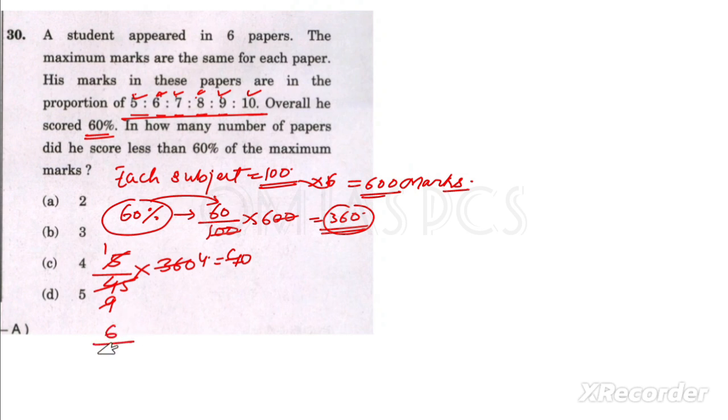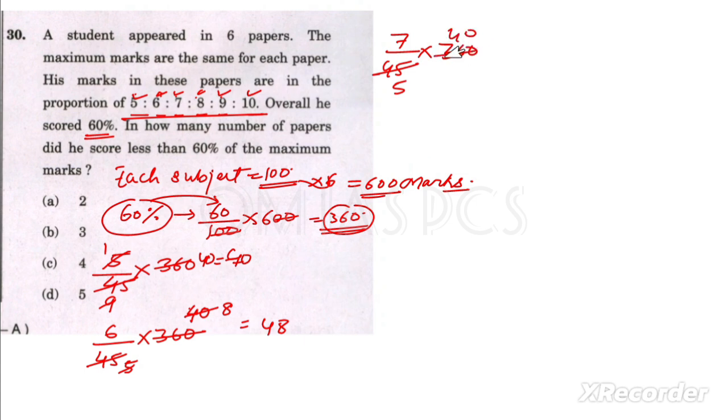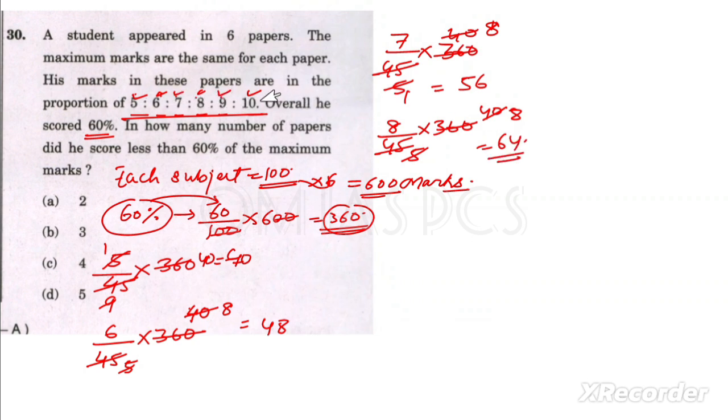Second one is 6 by 45 multiplied by 360. Dividing by 9 gives 40, and 40 by 5 is 8, so that means 48, which is not 60%. Now 7 by 45 multiplied by 360, again 40 and 8, that will be 56. Then 8 by 45 multiplied by 360, we have 40 and 8, that means 64. Above 8 it will be above 60%. So here we are getting 64.